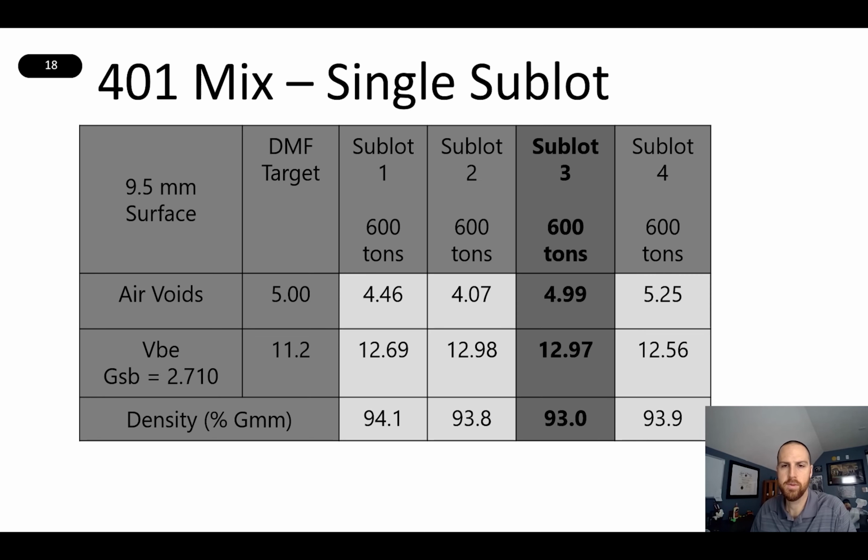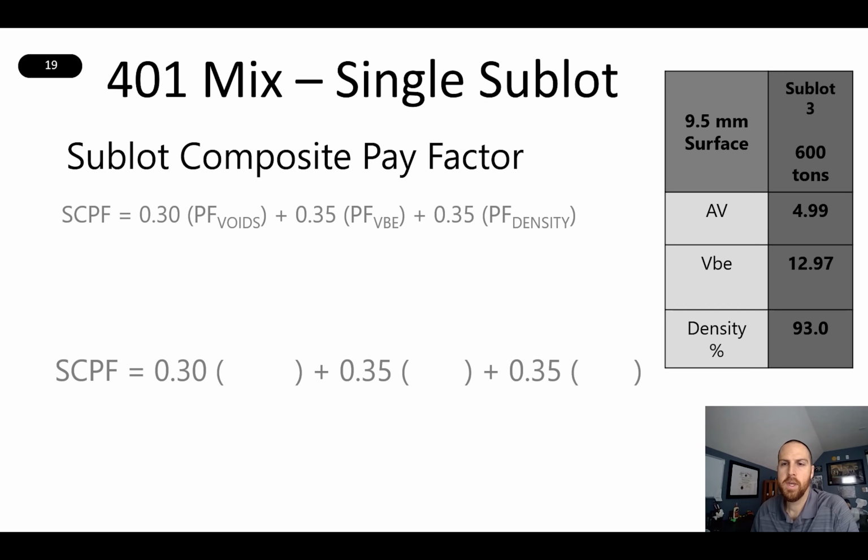These are test results we obtained from the laboratory testing, and we calculated 4.99% air voids, a VBE of 12.97, and density of 93.0. So using air voids of 4.99%, VBE of 12.97, and density of 93%, we need to figure out the corresponding pay factors.